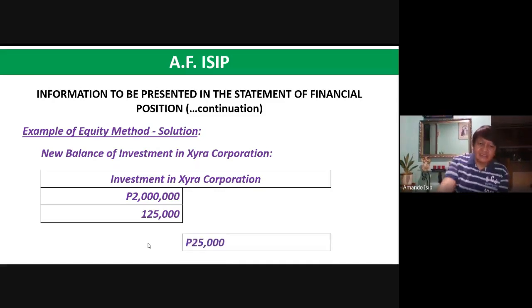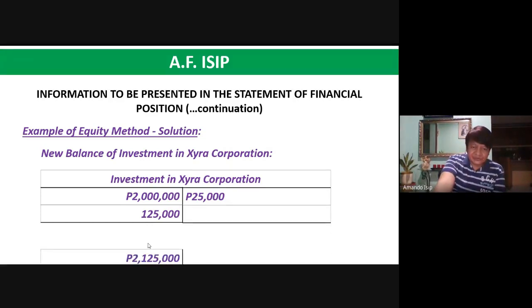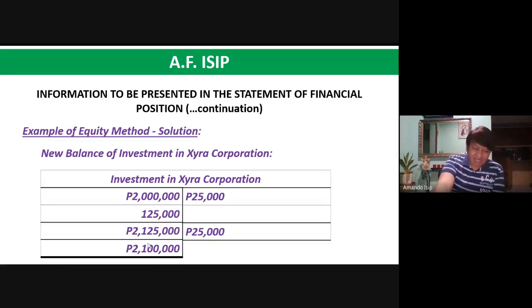And then we will deduct our share in the dividends of 25,000 pesos. Because the retained earnings of Syra is 100,000 pesos, we multiply by 25%. Our share in the retained earnings of Syra is 25,000. So if we get the total of the debit side, 2,125,000, and the total of the credit side is 25,000, therefore the balance of investment in Syra Corporation is 2,100,000 pesos using the equity method.